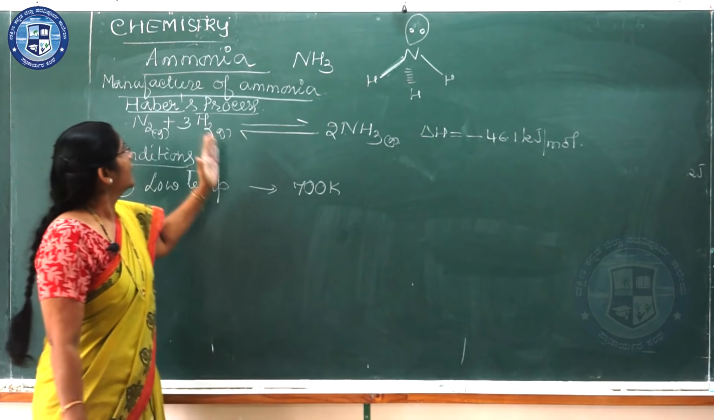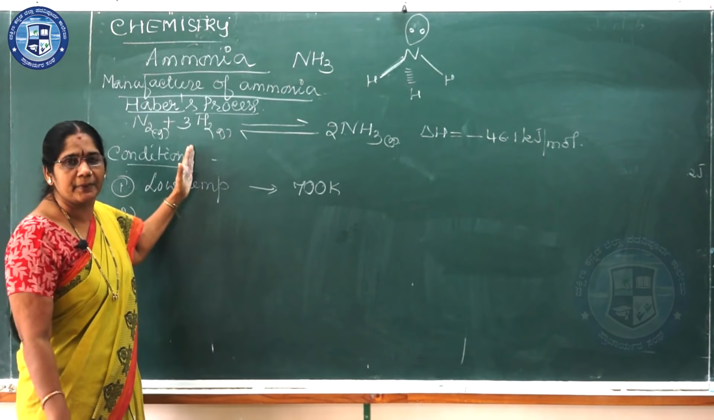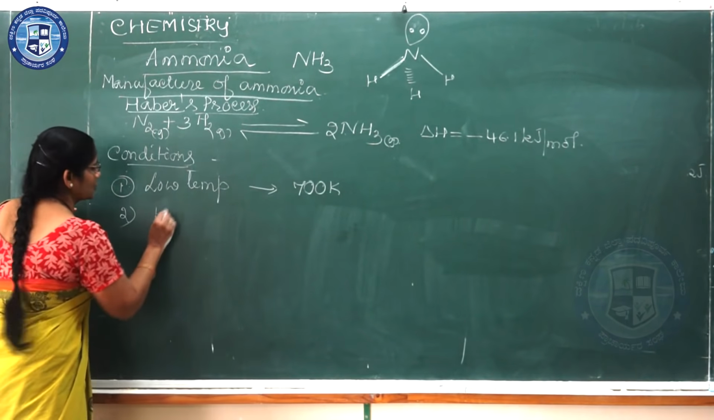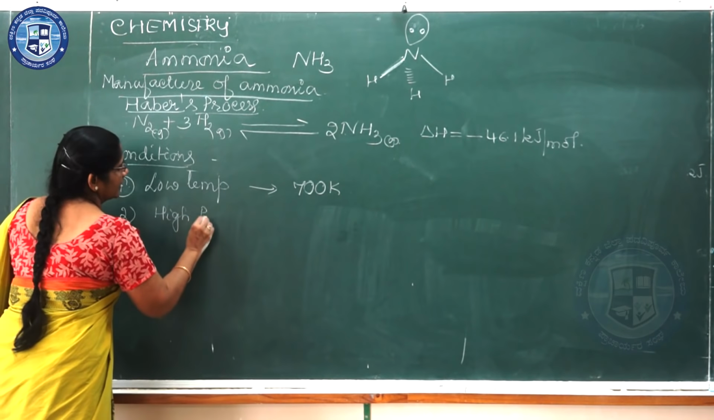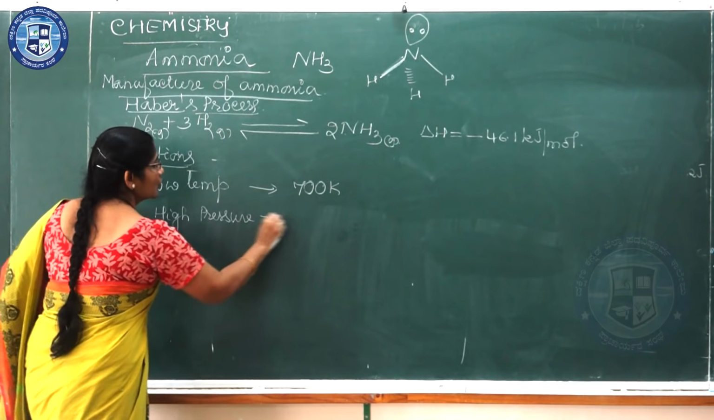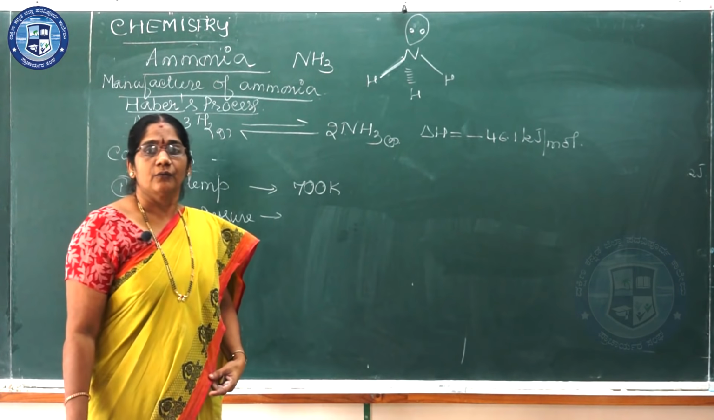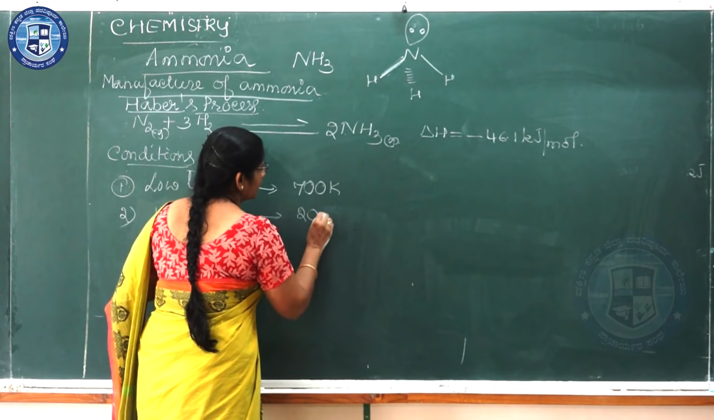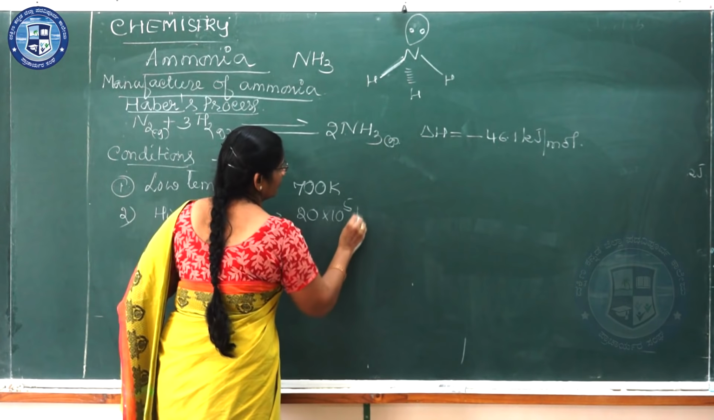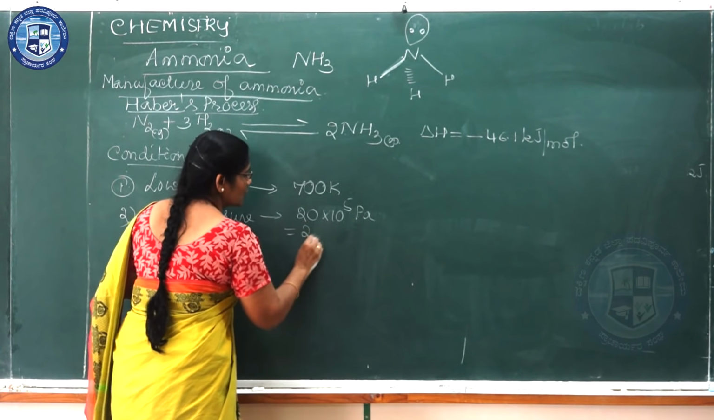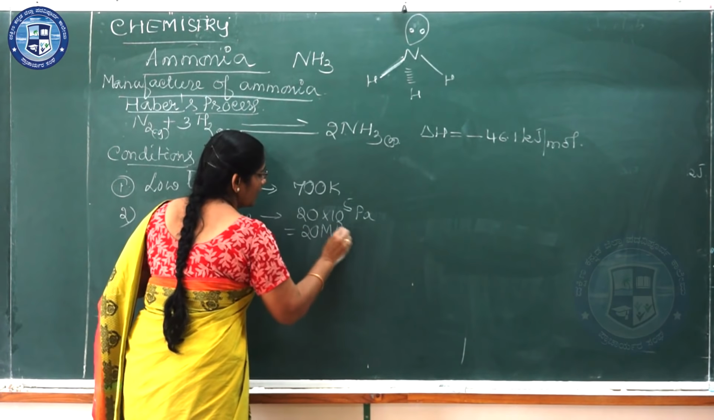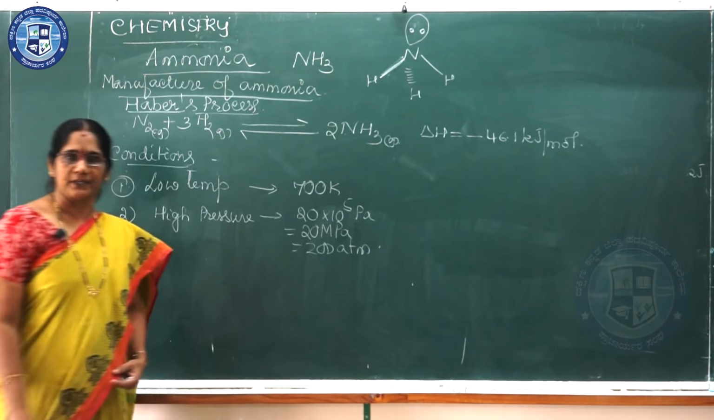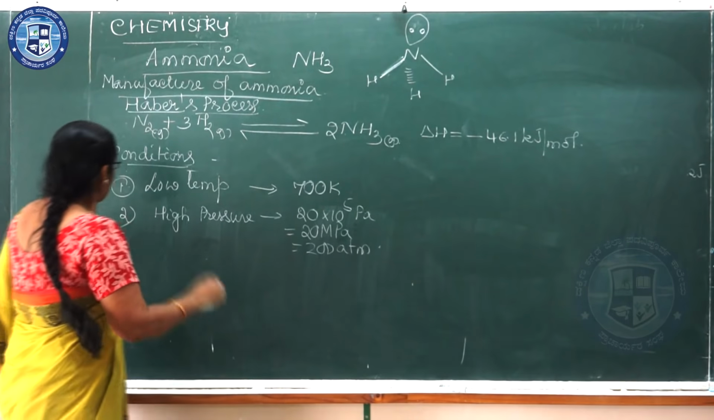And therefore, if I apply very high pressure, equilibrium will go in the forward direction, and therefore I have to apply very high pressure. So, of course, a high pressure which can be borne by the appliances, around 20 into 10 to the power 5 Pascal, or this is also called 20 megapascal or 200 atmosphere pressure. A very high pressure is used in this method.